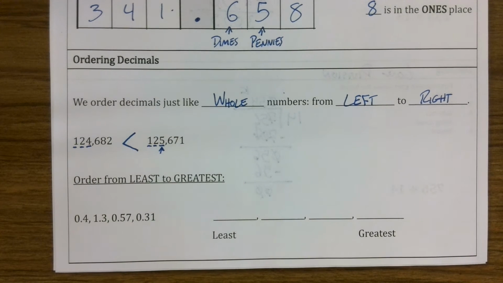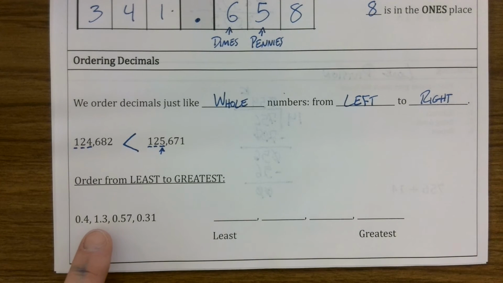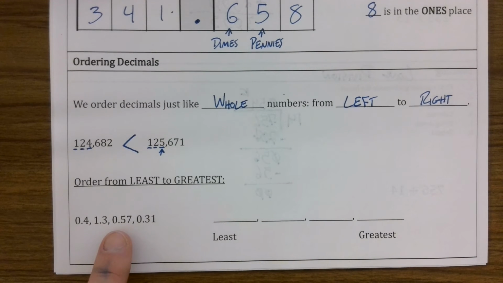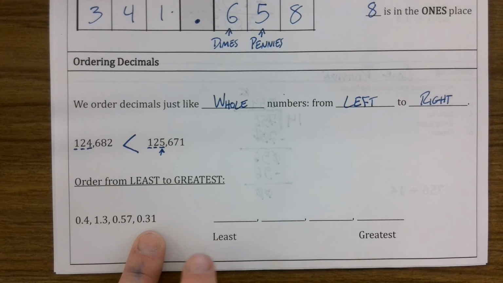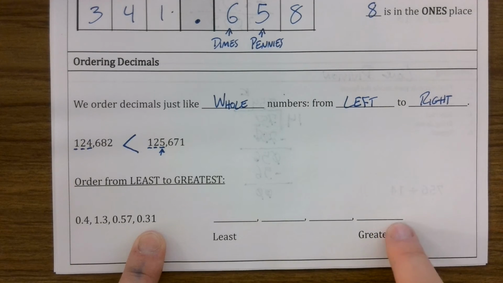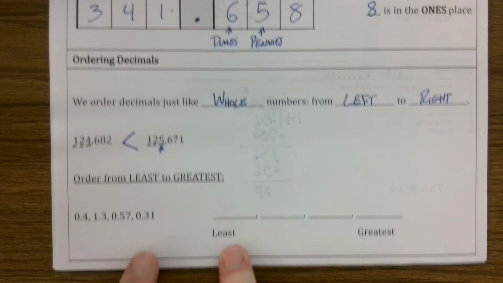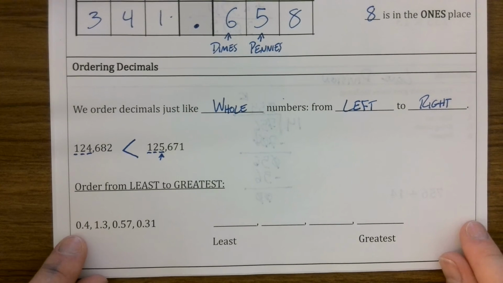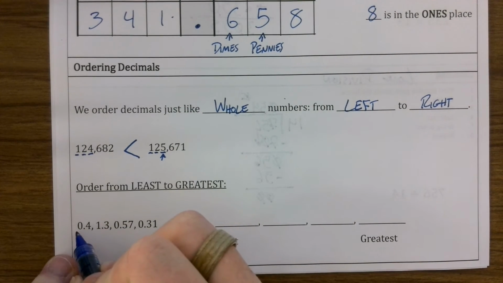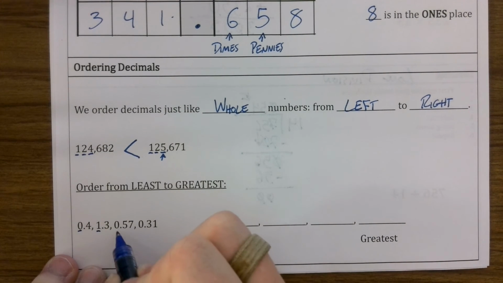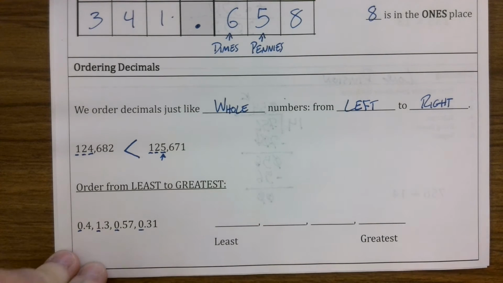We can do the same thing with our decimals. Here we have 0.4, 1.3, 0.57, and 0.31. We want to order them from least or smallest to greatest. So our biggest number will go here, our smallest will go here. So let's compare. Let's look at the first digit of each one. We have 0, 1, 0, 0.